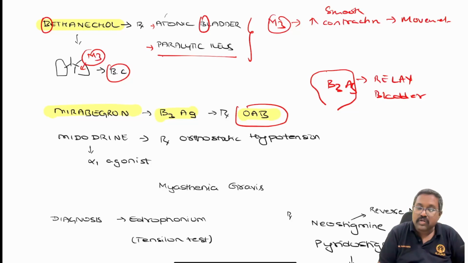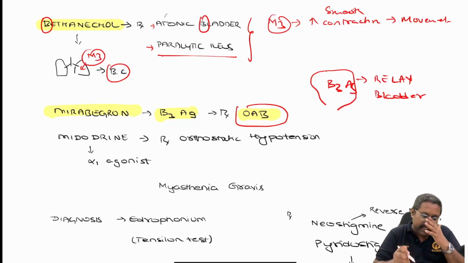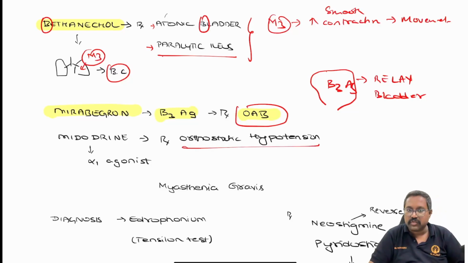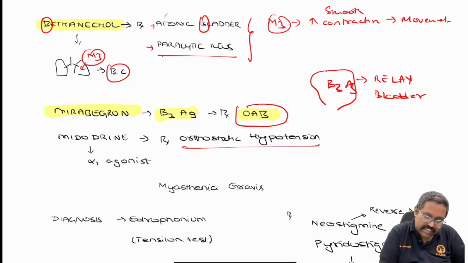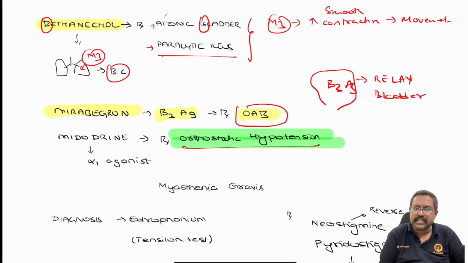So next comes, which is the drug that can be used for the treatment of orthostatic hypotension? Which is the drug which is preferred in case of orthostatic hypotension? Please remember, in case of orthostatic hypotension, you will be selecting the alpha-1 agonist, that is midodrine. Is that clear? Okay, fine.